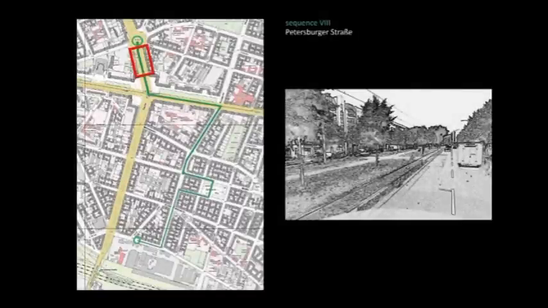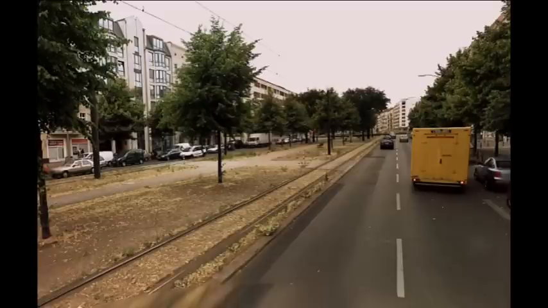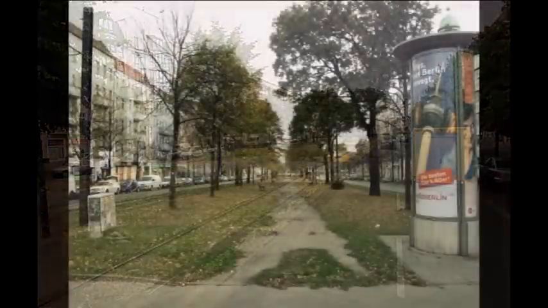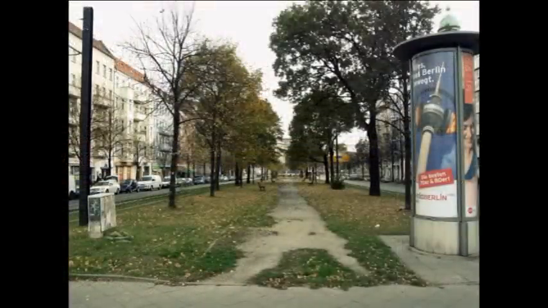The Petersburger street is just an intermezzo before getting there. What's interesting here is the way they combine street green as public space with the tram. Without that green and the trees, this part of the street would be plain and dull. This way it is at least a little bit richer.